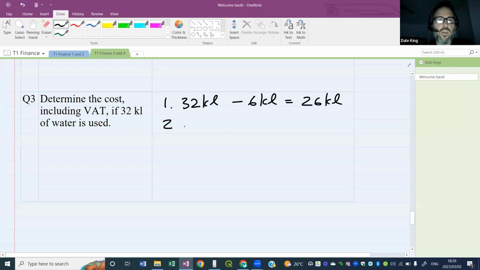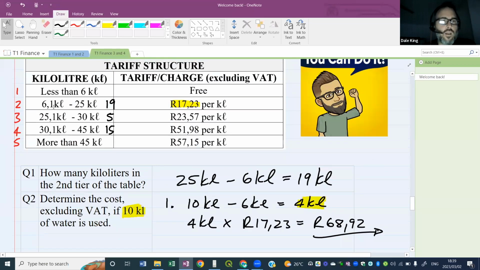Now, with 32 kiloliters, if you look at our tiers here, I'm definitely gone into the second tier and out of the second tier. I've gone from 6 to 25. I'm past that already now. So I'm using all the water in the second tier from 6 to 25, all 19 kiloliters of it. I've gone into the third tier now. I'm from 25 to 30. And our number is even bigger. So we might even move into the fourth tier with this.